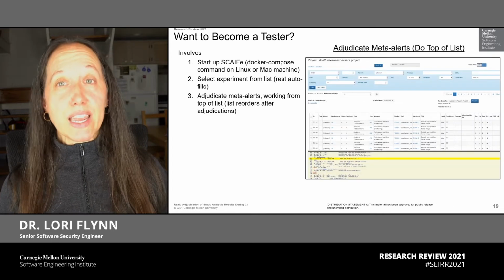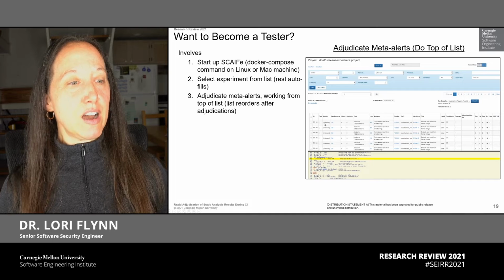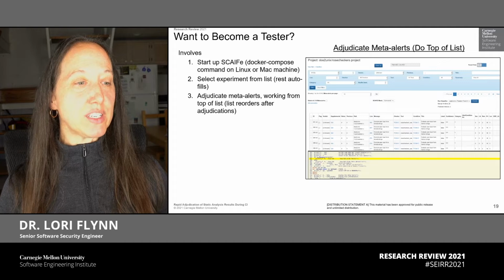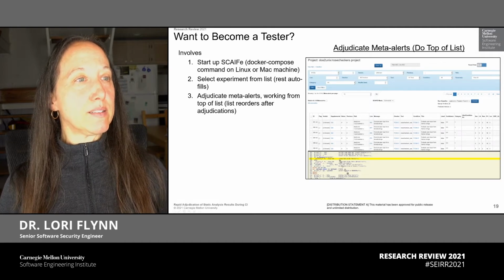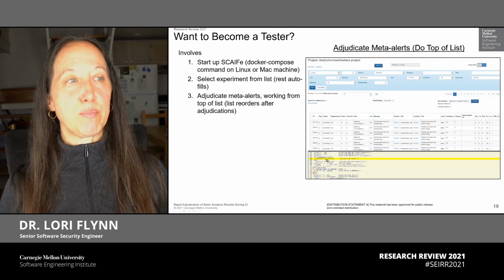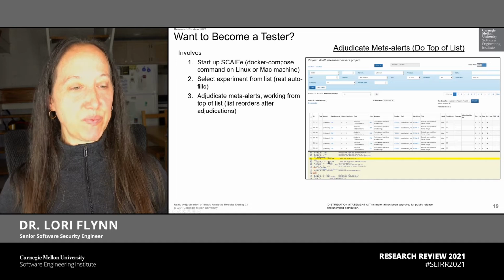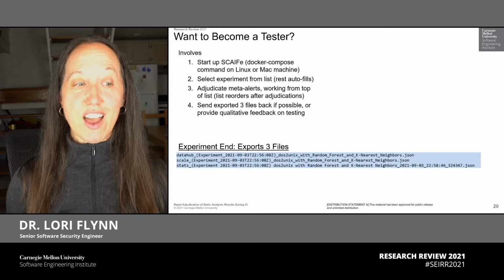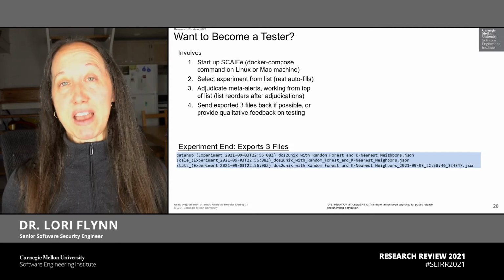And then adjudicate meta alerts, selecting true or false from the verdict field, working from the top of the list. After an adjudication is made, the list reorders, and adjudications are made by looking at the meta alert and examining the associated code. And then finally, send the exported 3 files back to us if possible, or provide qualitative feedback on testing.